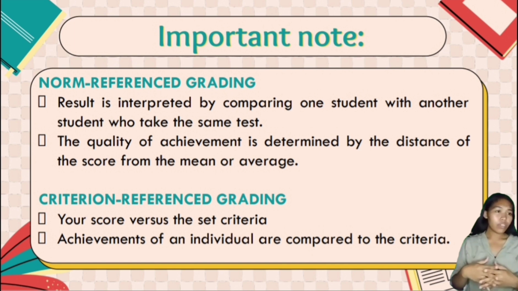And the criterion reference grading is your score versus the set criteria, or the achievement of an individual is being compared to the criteria set by the teachers, right? In short, norm reference grading is your score versus the scores of the other students. And criterion reference grading is your score versus the set criteria.